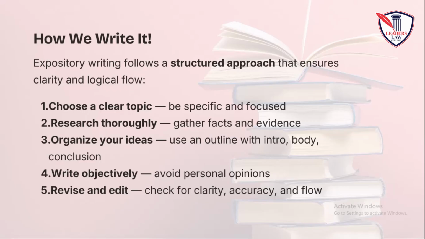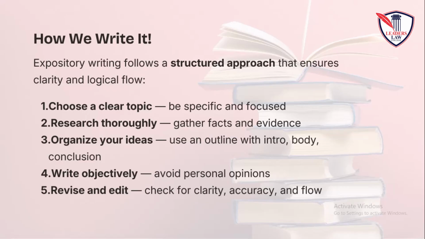Number three, we organize our ideas. We use an outline with an introduction, body paragraphs, and a conclusion. Number four, we start writing objectively. We avoid any personal opinions, any subjective opinions, or any emotional opinions from our own side. And number five, after writing it, we revise and edit it. We check for clarity, accuracy, and flow.